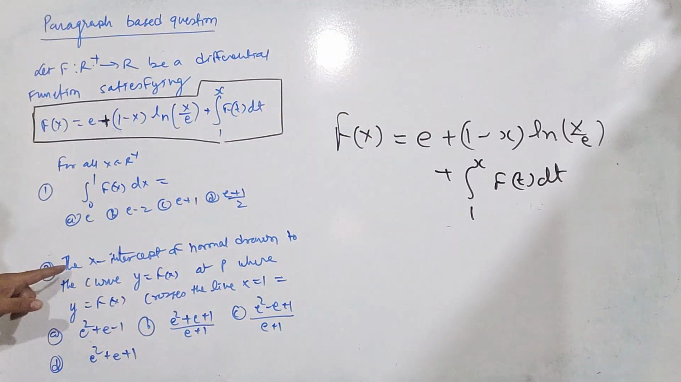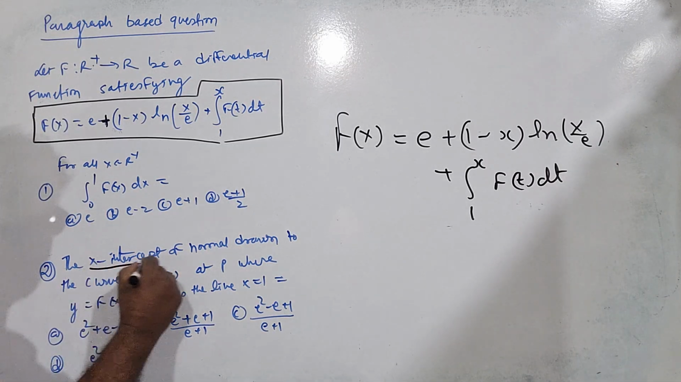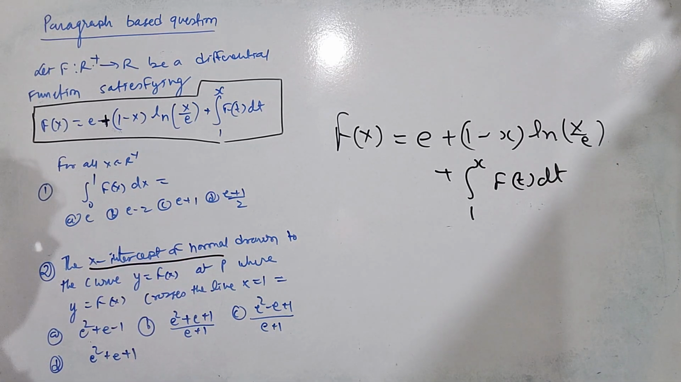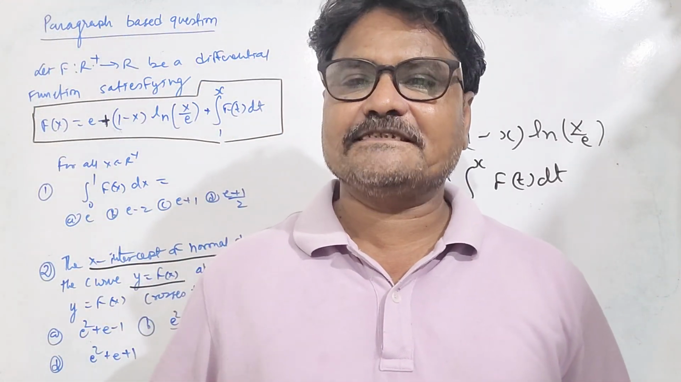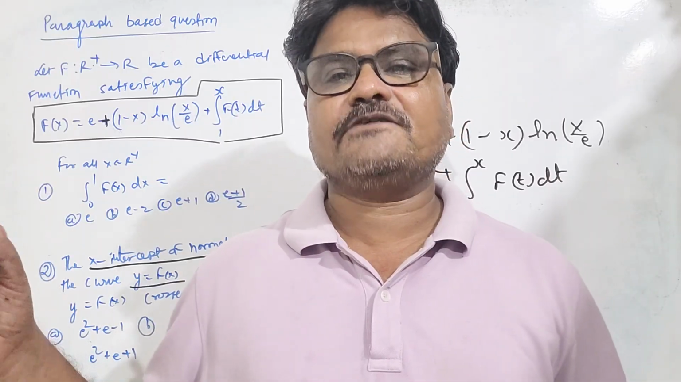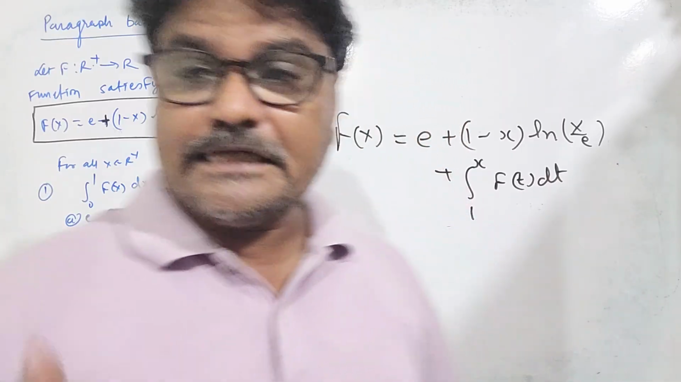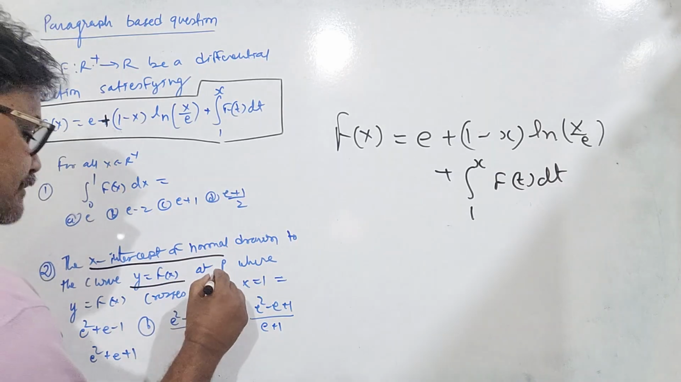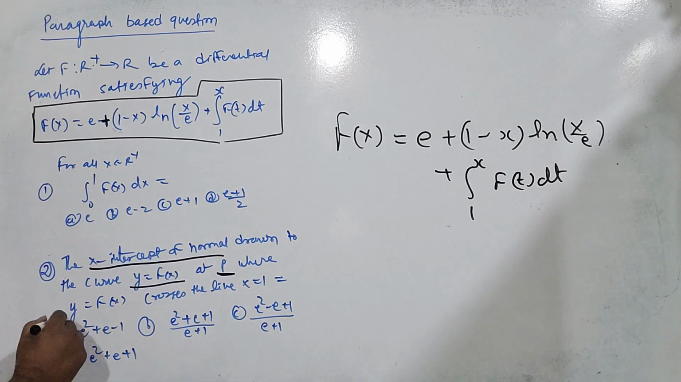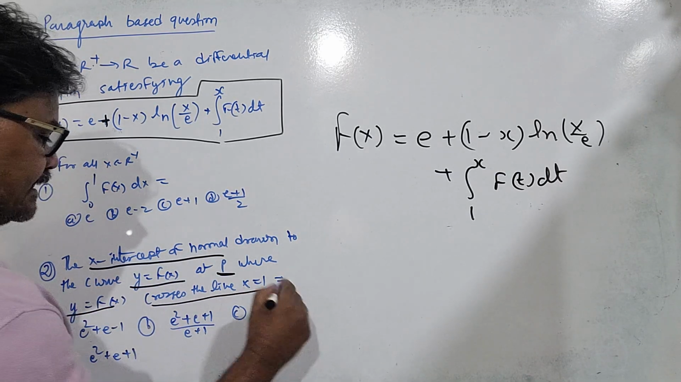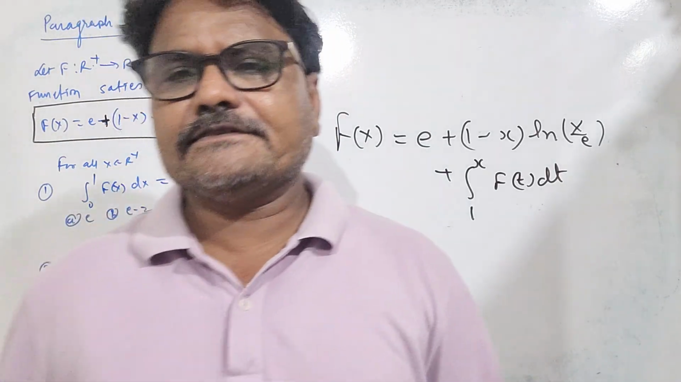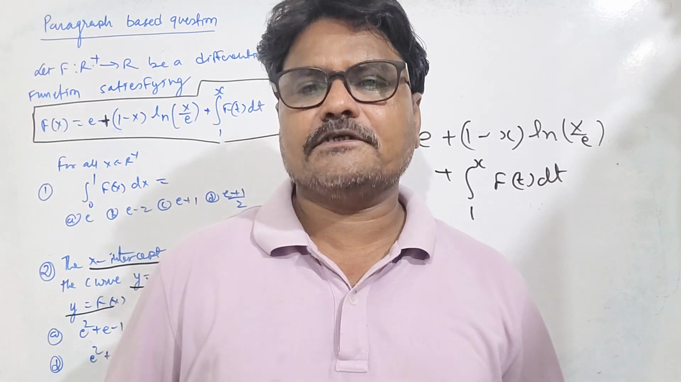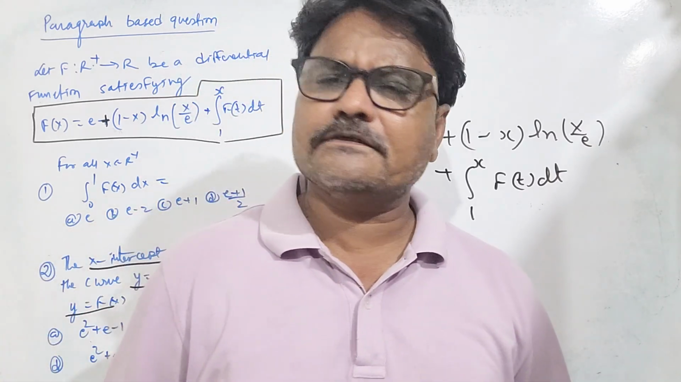And then what is said is the x-intercept of the normal drawn to the curve. So we have to find the normal equation of the curve y equals f(x). But the normal at where? At the point P, where y equals f(x) crosses the line x equals 1. The language of the advanced question is always difficult. You have to understand the language of the questions properly. It takes time, but no problem.